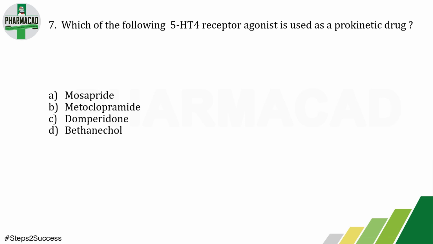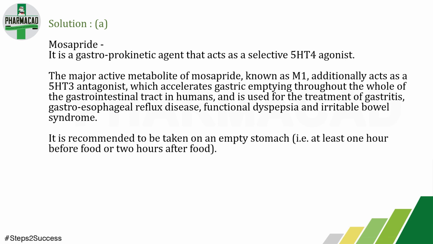Next question. Which of the following 5-HT4 receptor agonists is used as a prokinetic drug? The options include mosapride, metoclopramide, domperidone and bethanechol. Let's look at the solution. So the drug that is used as a prokinetic agent is mosapride. Hence the correct option is A.